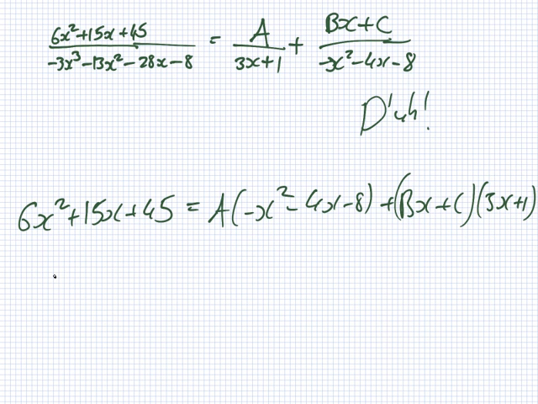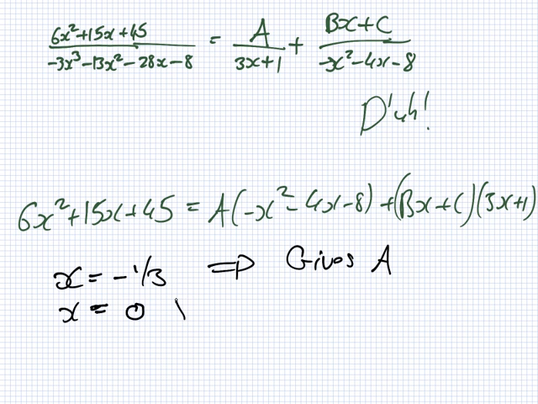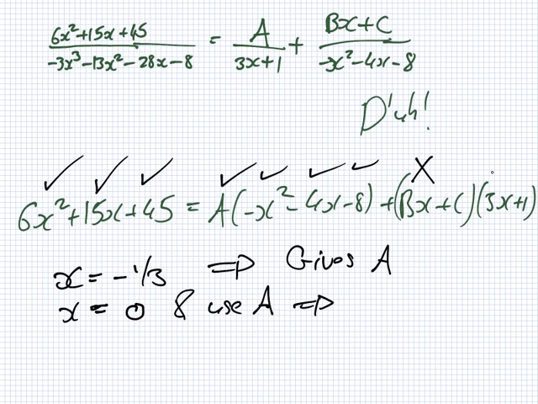So your first choice is quite clear. What do you choose first for x? Well, you could choose minus 1 over 3, and this gives you a. What to choose next, though? Substitute the value of a, then expand. What do you choose next for x? 0. And you should use the value you got for a previously, because if x is 0, this is gone, and you know the rest.